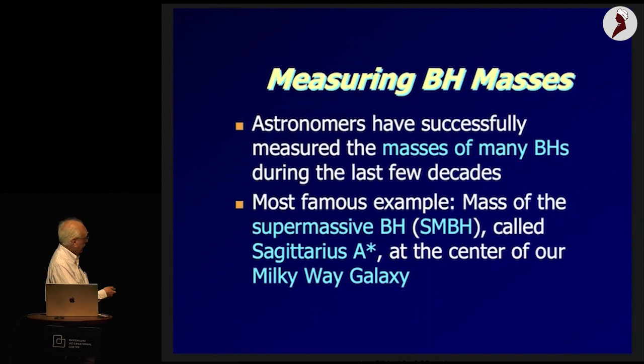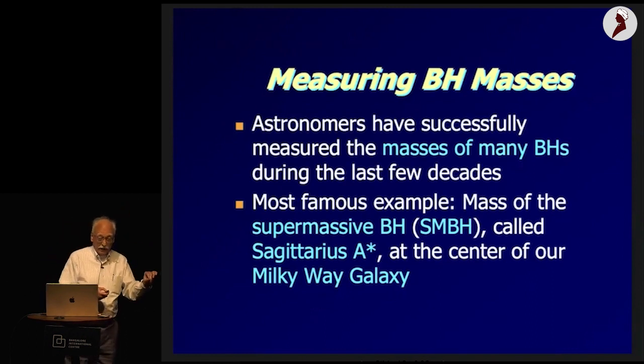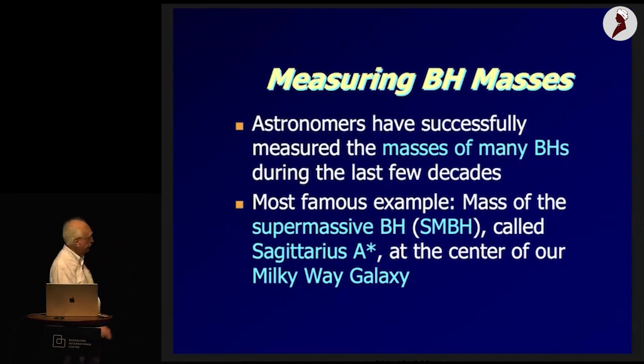It's an object called Sagittarius A star, a famous object, well known for many years. Initially, they didn't even know that it was a black hole. They had seen it in the sky. They didn't know what it was. But now we know that it is a black hole. It is sitting in the center of our galaxy, and now you can measure its mass.